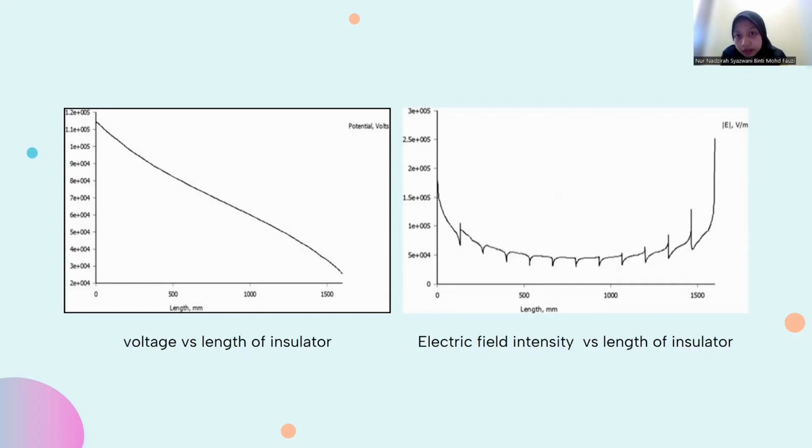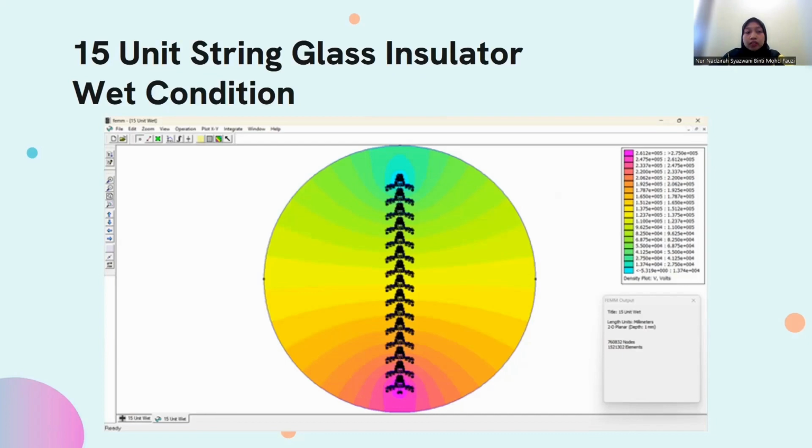In the second graph, we can see that the initial portion has a slightly higher field intensity compared to the rest of the insulator. And at the ground connection, the electric field intensity is initially higher than the initial value of the insulator. Next, the 15 unit glass string insulator.